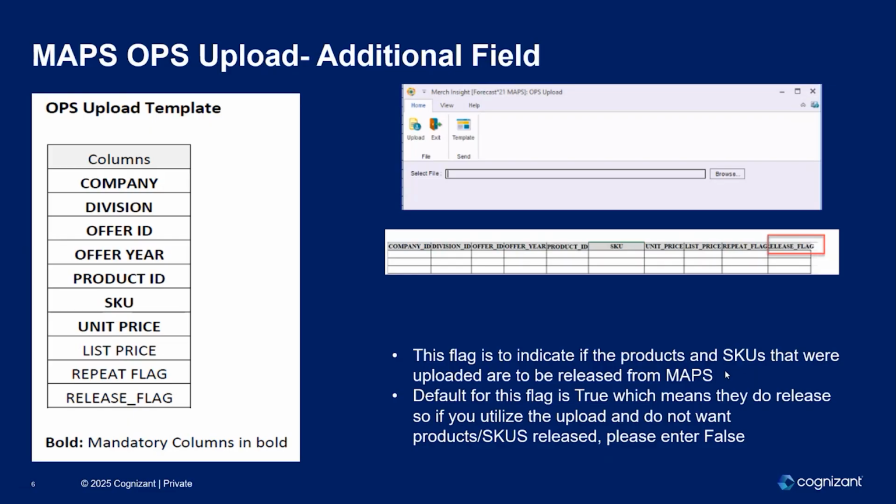If you're utilizing the OPS upload today, that release flag is automatically set to true. And what that does, it means that any products and SKUs that you're uploading into Maps automatically releases and is visible in product level forecasting.